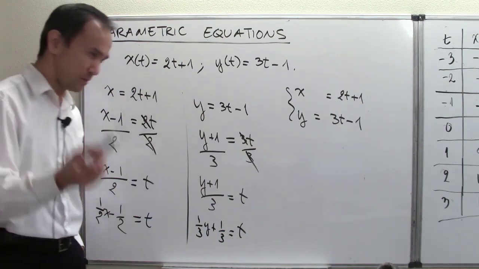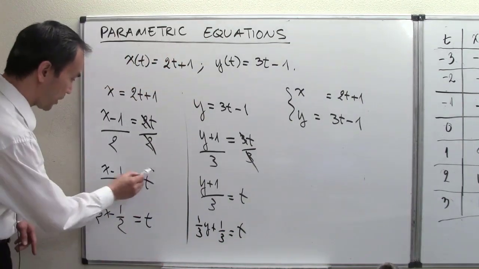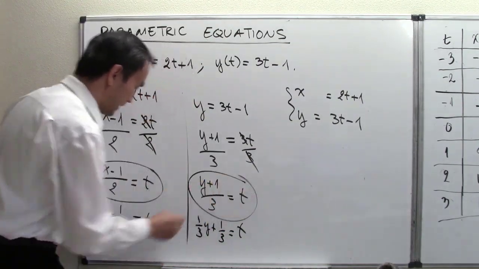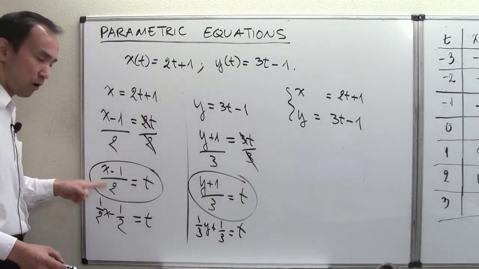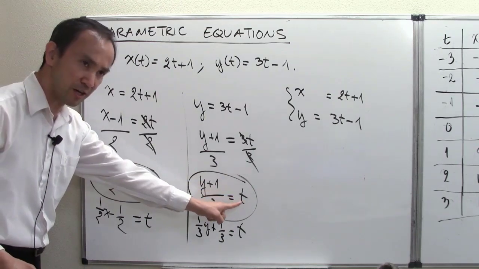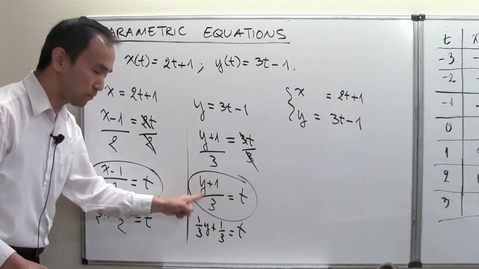At this point, what's important to recognize is that t equals this expression, x minus 1 all over 2, and at the same time, t equals y plus 1 over 3.